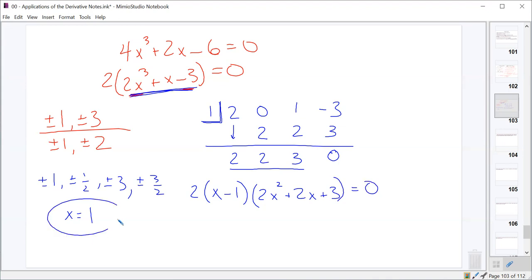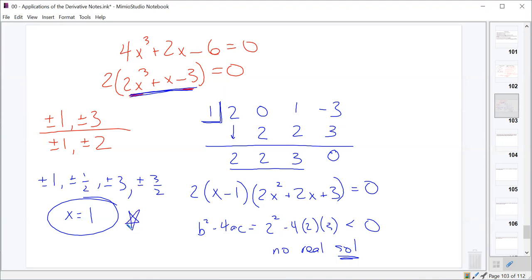Well, x minus 1 gives us x equals 1. And 2x squared plus 2x plus 3, well, we can think back to algebra 1, the discriminant, b squared minus 4ac. Well, that's 2 squared minus 4 times 2 times 3, which is less than 0, meaning that that quadratic has no real solutions. So our only possibility where we might end up having a maximum or possibly a minimum, we're hoping for a minimum here, is at x equals 1.